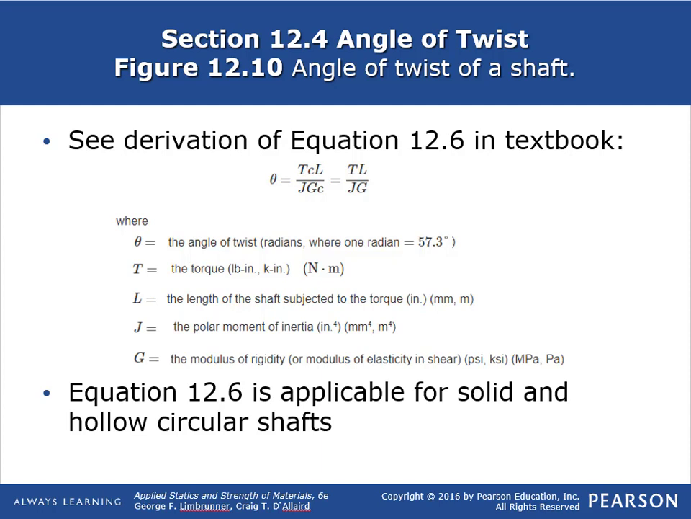Equation 12.6 is applicable for solid and hollow circular shafts. The difference between the two is how you go about calculating J. And again, the formulas for the polar moment of inertia, J, are in the back cover of your textbook.